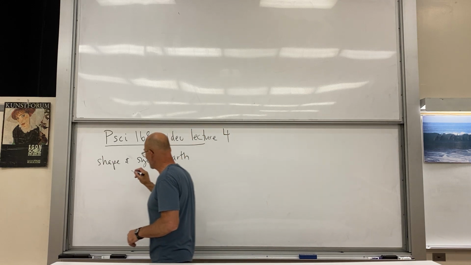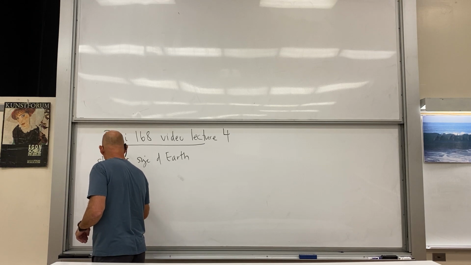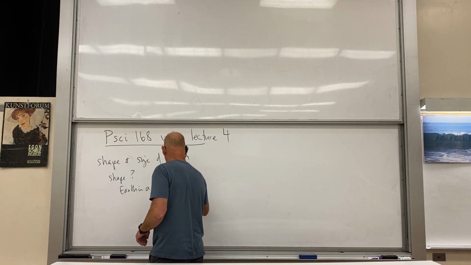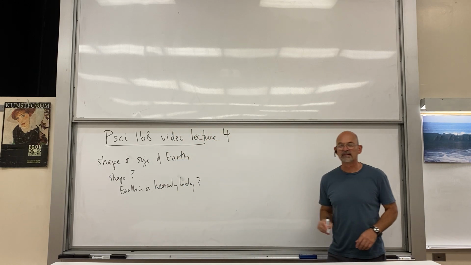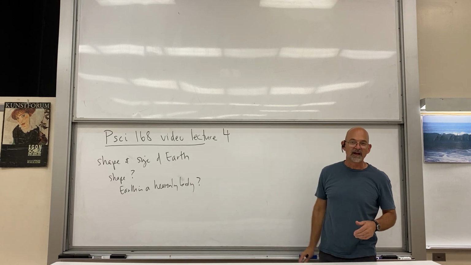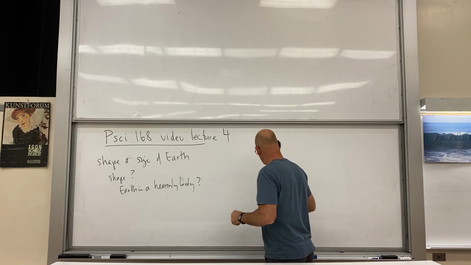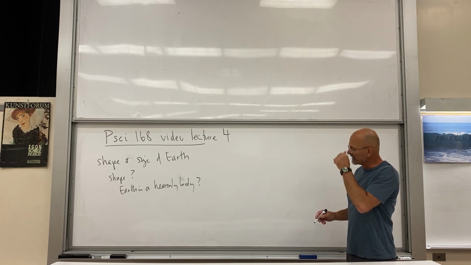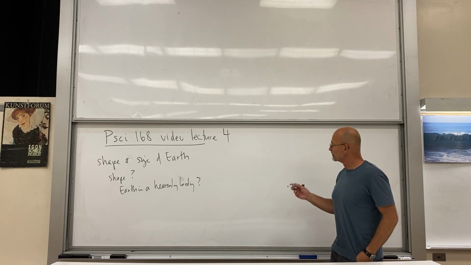And shape, question mark, and to know that, you have to know Earth is a heavenly body. And how do you know that? How do you know that the moon is not just a big lantern in the sky? So all of these things are discovered incrementally, but the picture that comes together looks like this. And this includes the sphericity of the Earth.